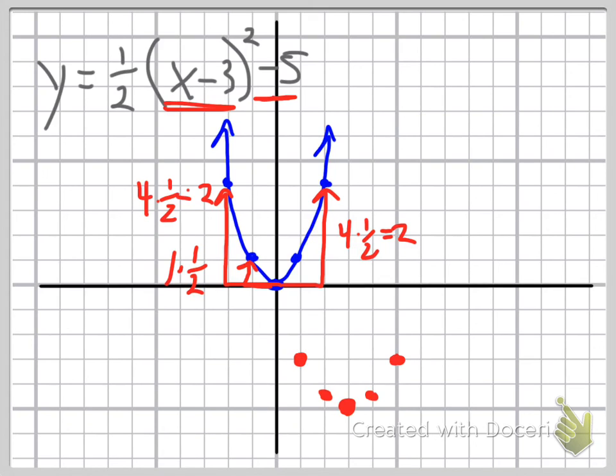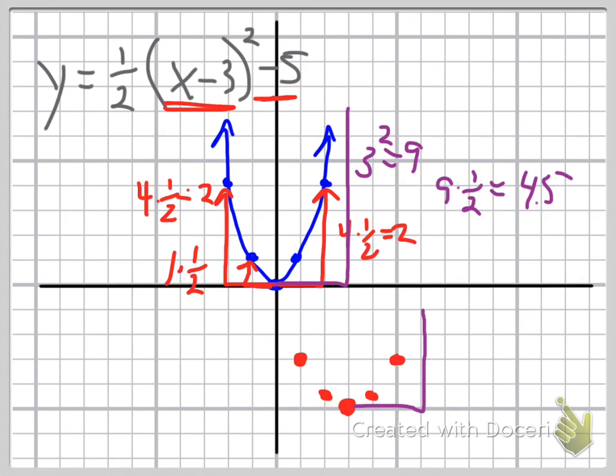I could continue this out as far as I wanted to go. If I wanted to go 3 to the right, 3 squared is 9. And I would take 9 times my a value of 1/2, and I would get 4.5. So to the right 3, up 4.5. And same thing for the left, left 3, up 4.5. And I could continue that graph as long as I wanted.